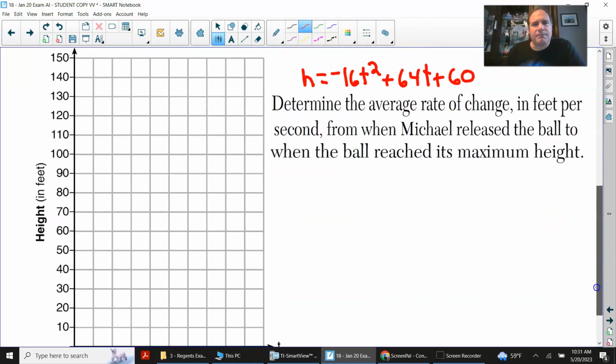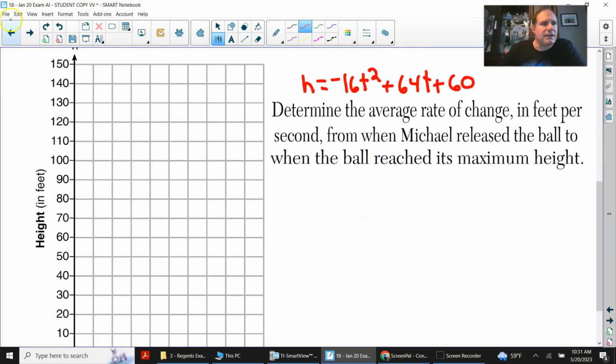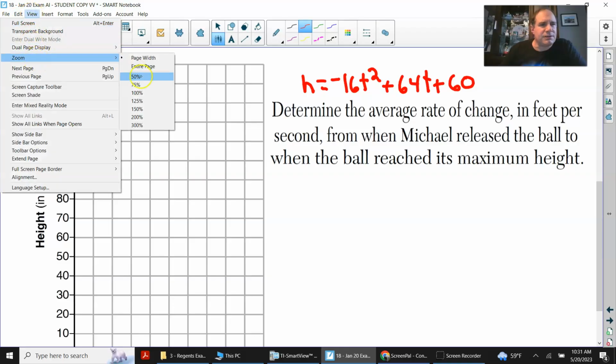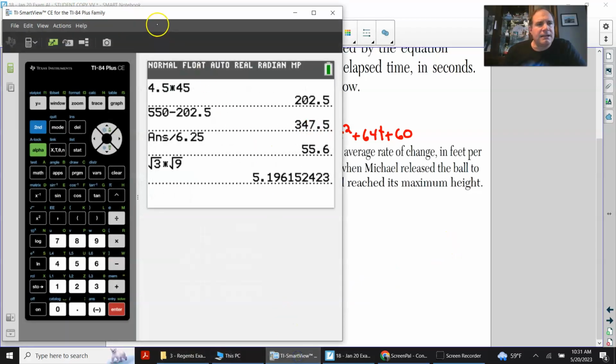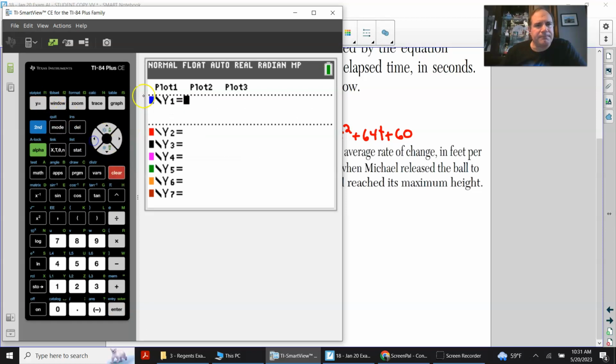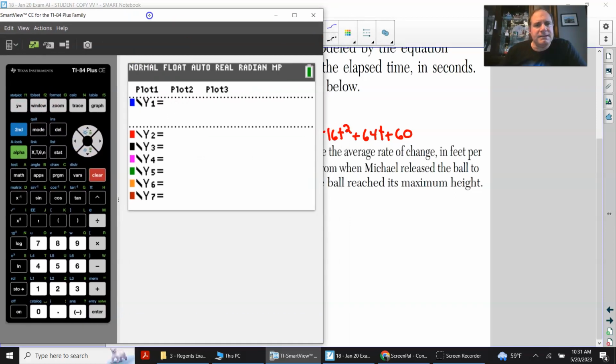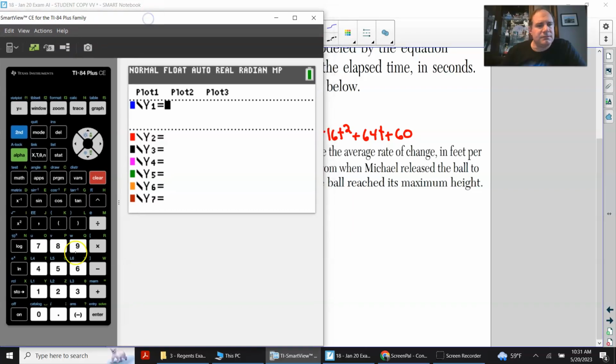I'm obviously going to put that into the calculator, and I'm going to just mess with this view a little bit because it has to be smaller. Then I'm going to grab the calculator and put that in. It's my y1. So that is negative 16t, and that's x squared, plus 64t, x, plus 60.